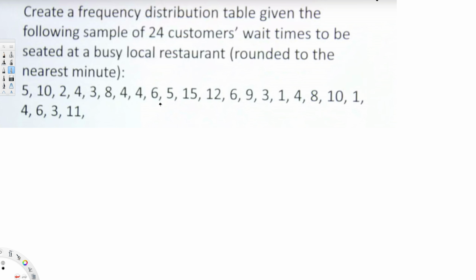Let's try this problem right here. This question is asking, create a frequency distribution table given the following sample of 24 customers' wait times to be seated at a busy local restaurant, rounded to the nearest minute.